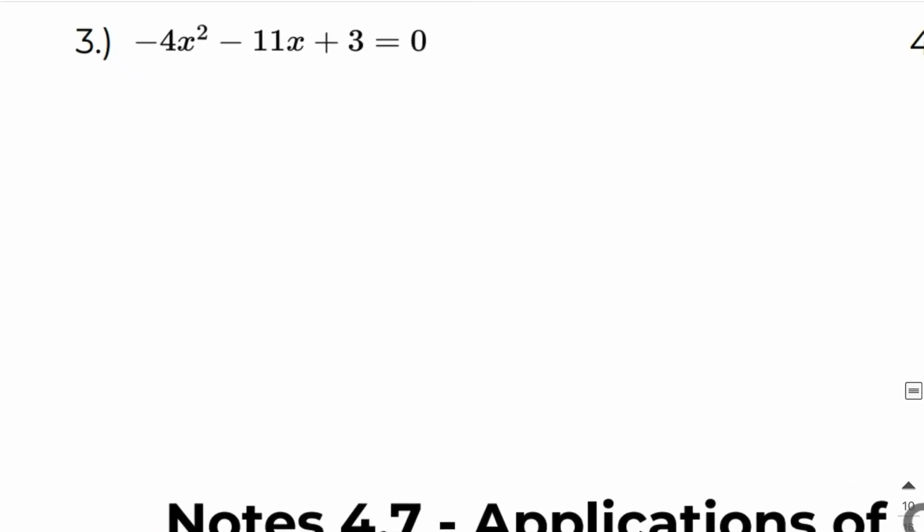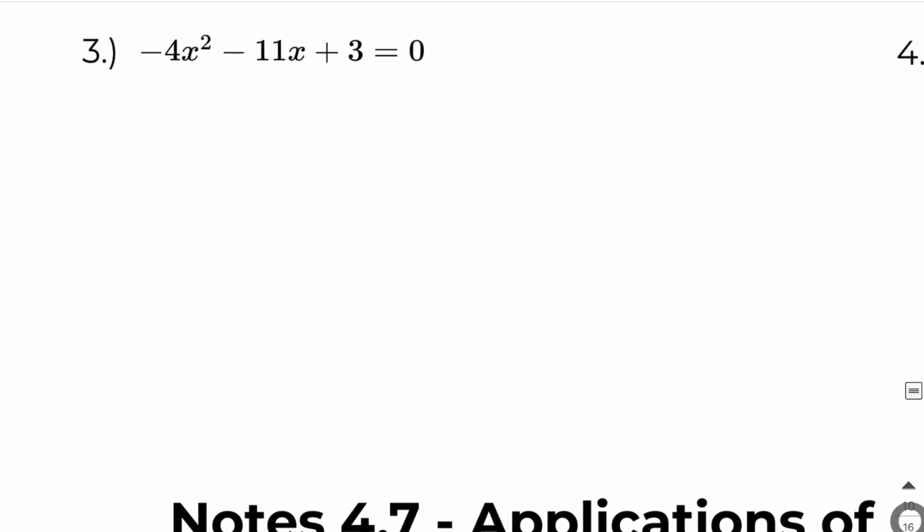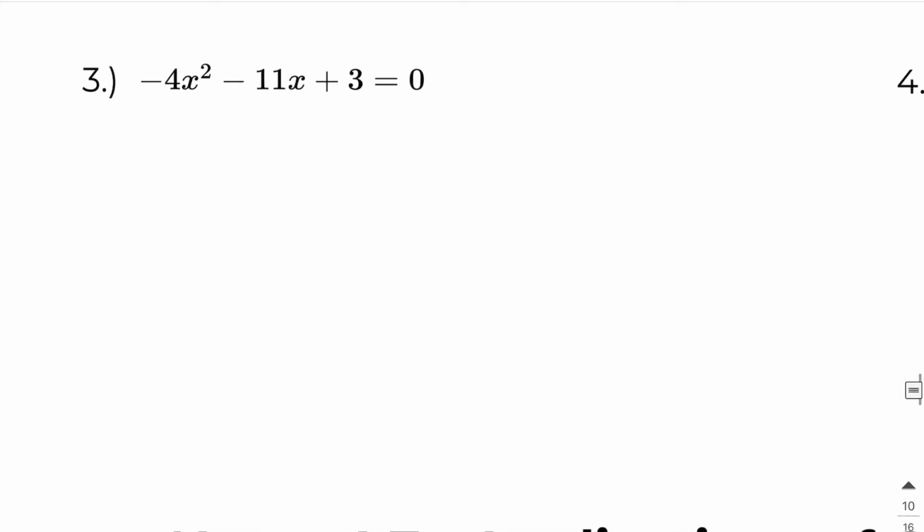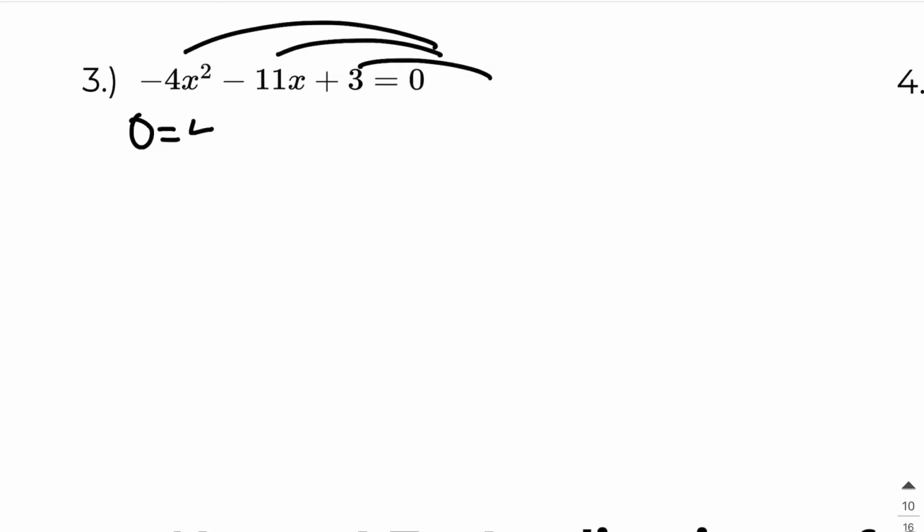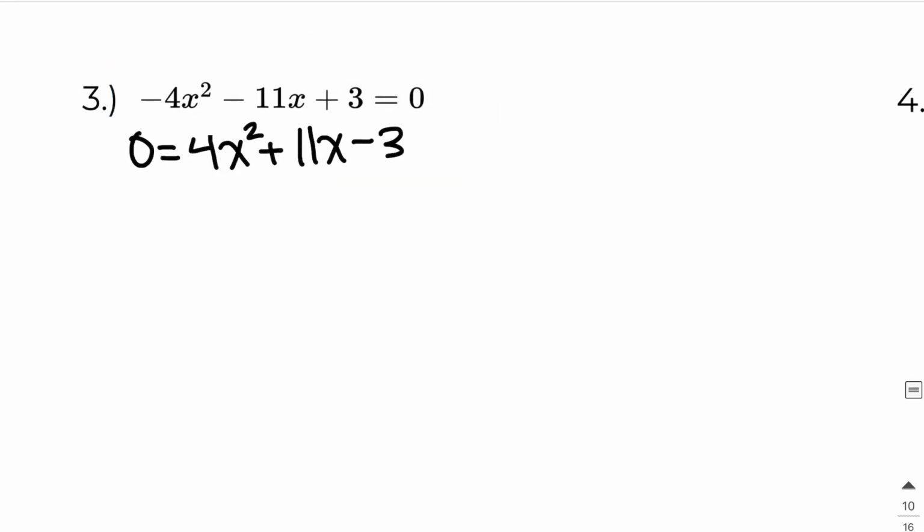So in this next one, I just want to say something really quickly. If you don't like that this a value is negative, and typically we usually don't, you are always welcome to move everything over to the other side. So here, if I add the negative 4x squared, I get positive 4x squared. If I add the 11x, I get positive 11x. And if I subtract the 3, I get negative 3. And then when I get rid of everything on the left side, I have nothing left over on that left side. So now I can go ahead and figure out what all of my values are. So A is 4, B is 11, and C is negative 3.